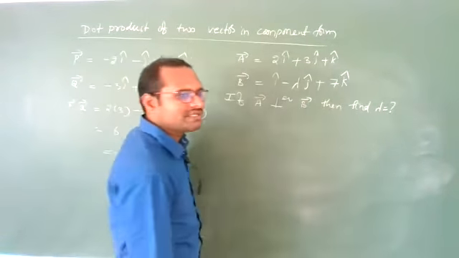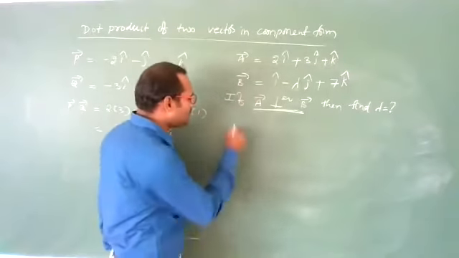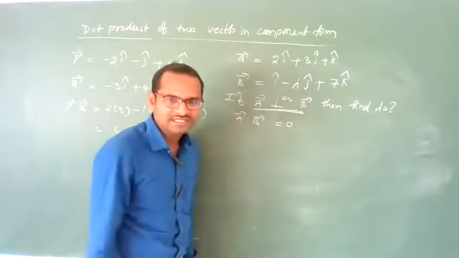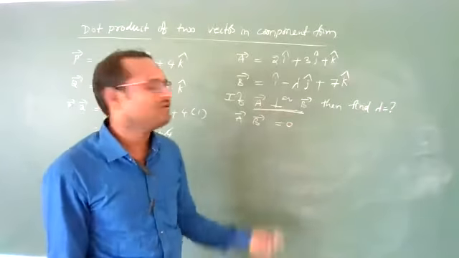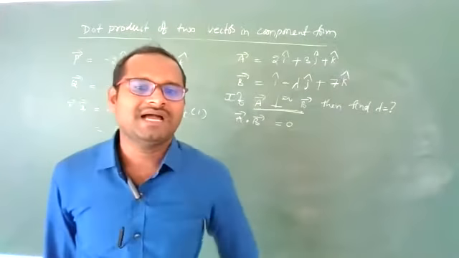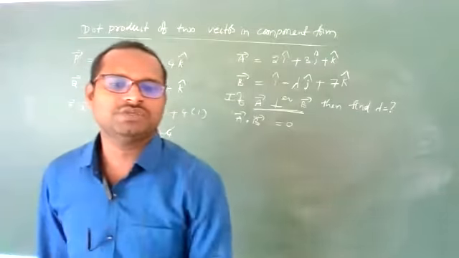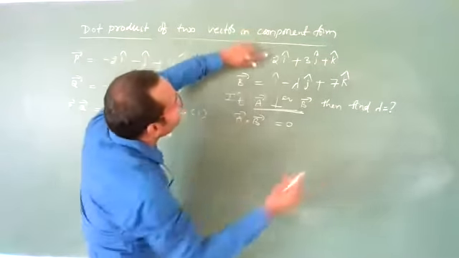Can you find it? Students, you know, when two vectors are perpendicular to each other, a bar dot b bar value should be 0. Because whenever two vectors are perpendicular, the dot product is ab cos theta, and theta is 90 degrees. Cos 90 is 0, so everything will be 0. A dot b should be 0. Means find a dot b.